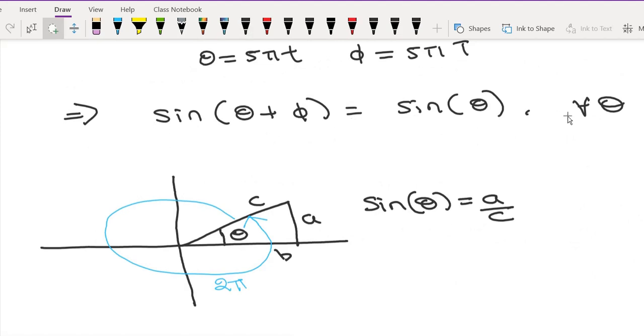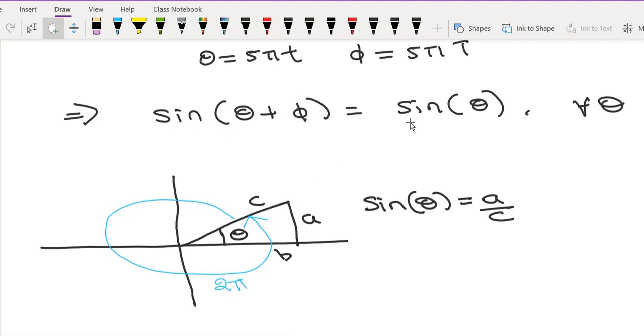So when is this statement true? If you remember from trig, for any angle theta, sine theta is given as the height divided by the hypotenuse. And for any angle, a 360 degrees angle corresponds to 2 pi radians. So for any angle, if you add 2 pi radians, you come back to the same angle. No matter where you start, if you add 2 pi, you come back to the same angle. That means if you want this left-hand side to be equal to the right-hand side, then this phi has to be either 2 pi or any multiple of 2 pi.